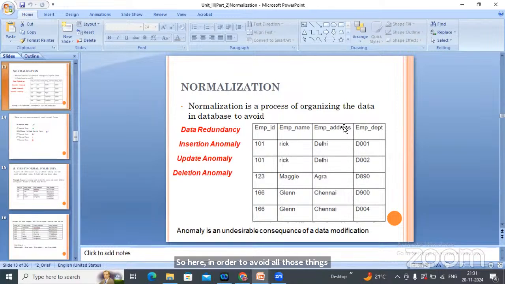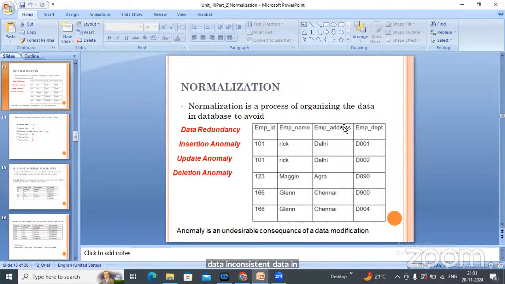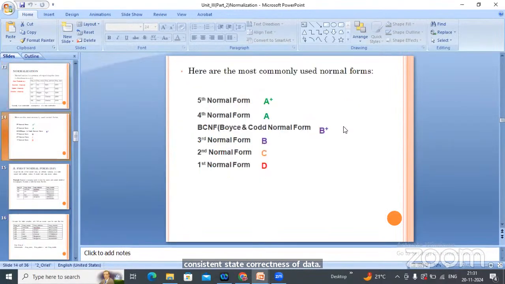So here, in order to avoid all those things, we go for the normalization concept. So normalization works through a series of stages called normal forms: 1NF, 2NF, 3NF, BCNF, 4NF, 5NF. So what are the advantages of normalization? It will maintain the data in a consistent state, correctness of data, data integrity is going to be maintained. So let us see one by one.